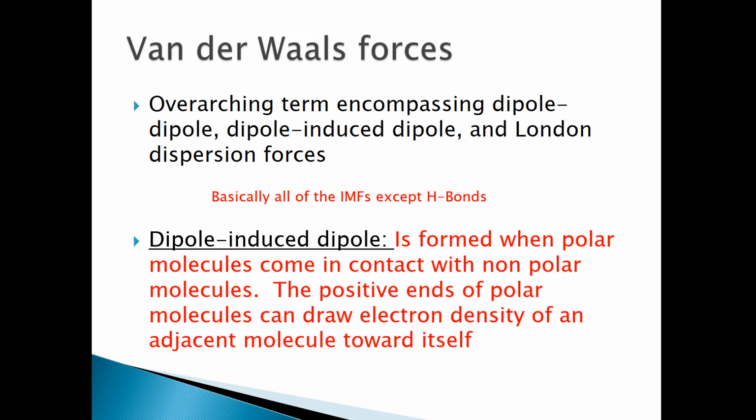Now, dipole-induced dipole forces are formed when polar molecules come in contact with nonpolar molecules. When that happens, the positive end of the polar molecule can actually draw electron density from the adjacent molecule, creating a slight dipole moment. And the negative end of the polar molecule can actually repel the electron density in the adjacent molecule, creating a slight positive charge on the end of the nonpolar molecule. So these are not dipoles within the nonpolar molecules. They're dipoles that are caused by interacting polar molecules. Sorry, that was a little rough sounding.